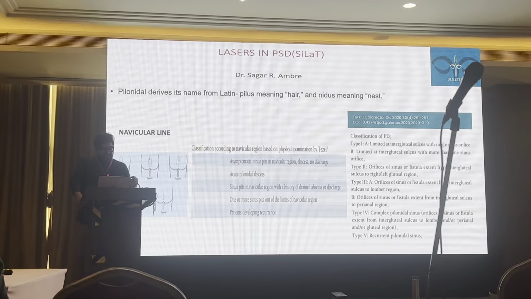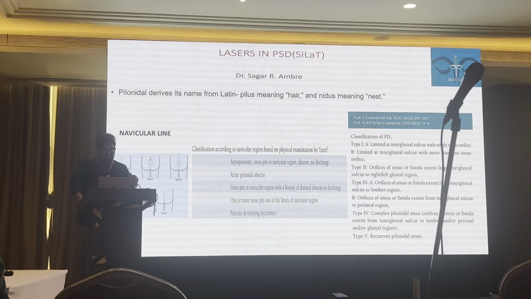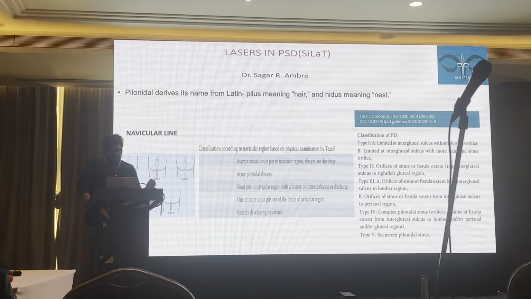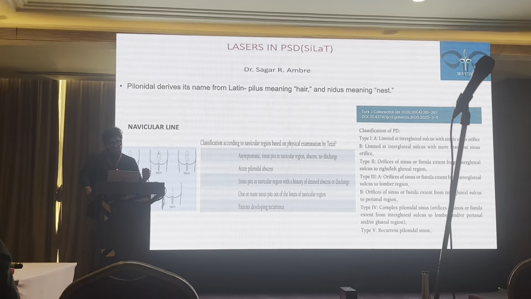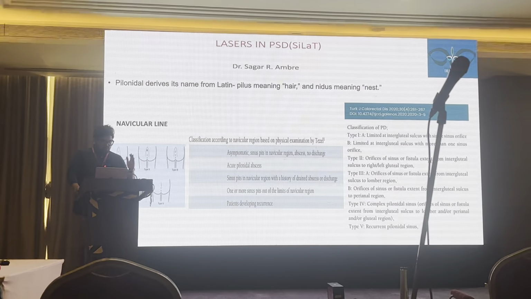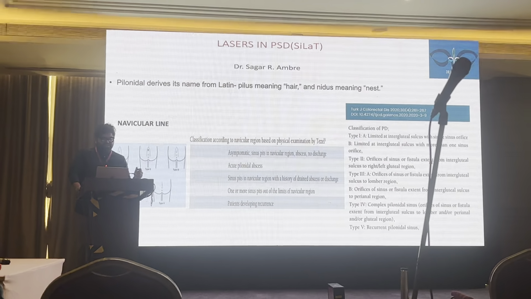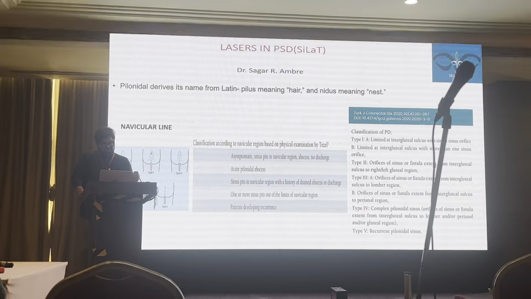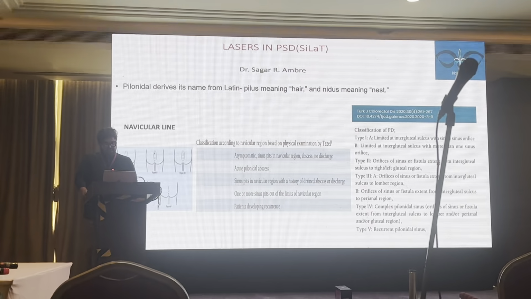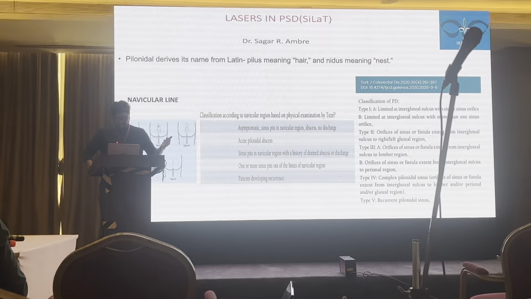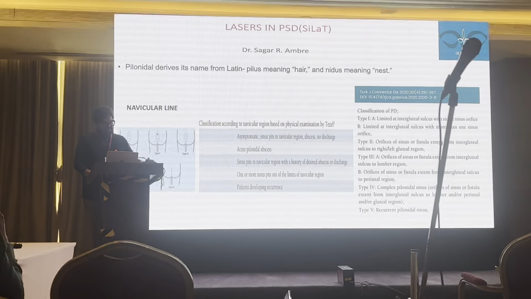Type 3 is divided into A and B. In type 3A, orifices of sinuses or fistula extend from the intergluteal sulcus to the lumbar region. Type 3B is where orifices of sinus or fistula extend from the intergluteal sulcus to the perianal region. Types 4 and 5 are similar, but recurrent pilonidal sinus is type 5, and type 4 is complex pilonidal sinus, in which orifices of sinuses or fistula extend from the intergluteal sulcus to the lumbar, perianal or gluteal region. This was the update made by the Turkish study, which was not in the TASL classification.